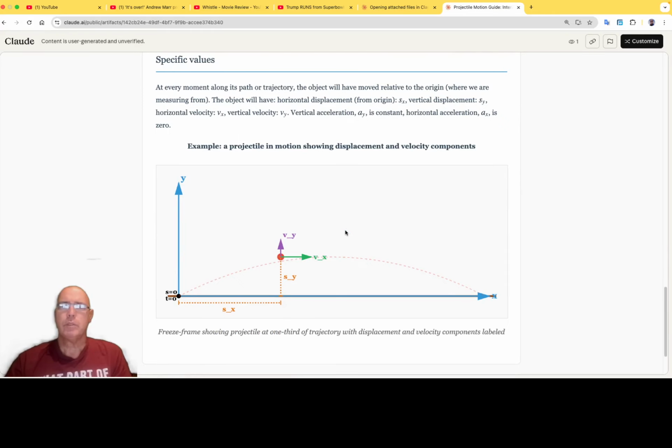At any moment, we can take the object and we can say that it has a horizontal displacement from the origin, Sx. And at the same moment, it has a vertical displacement, Sy. And at the same moment, it has a horizontal velocity, Vx. And it has a vertical velocity, Vy. It also has an acceleration, but that's always downwards, and that's constant.